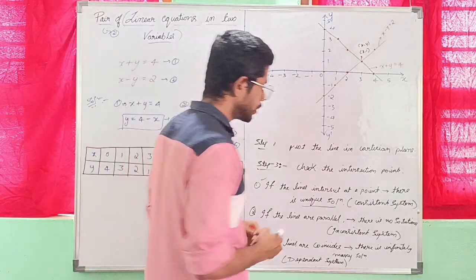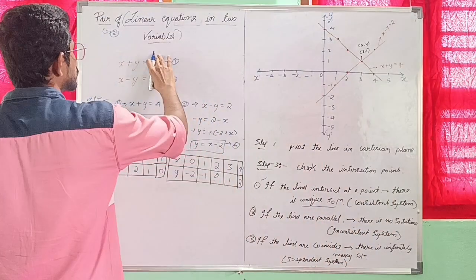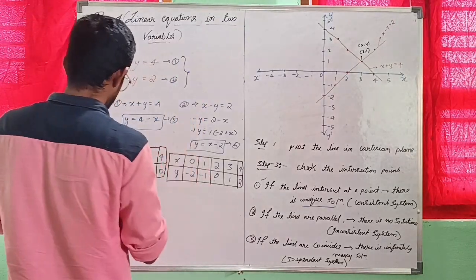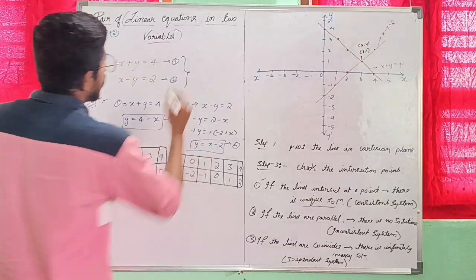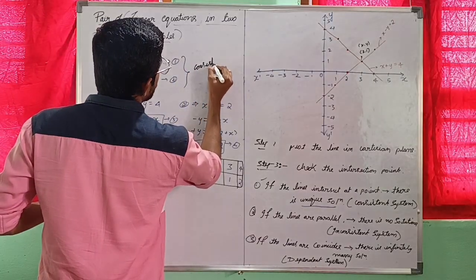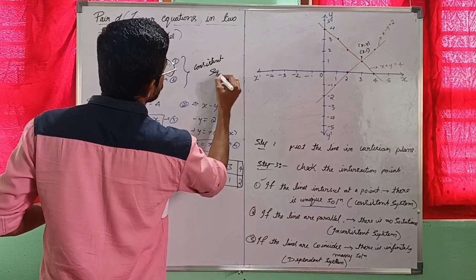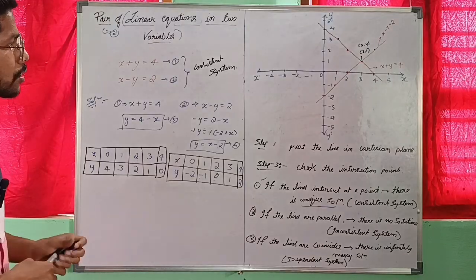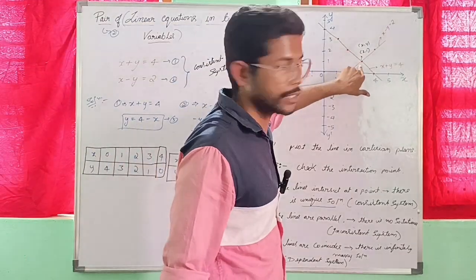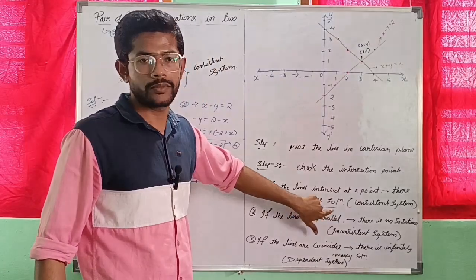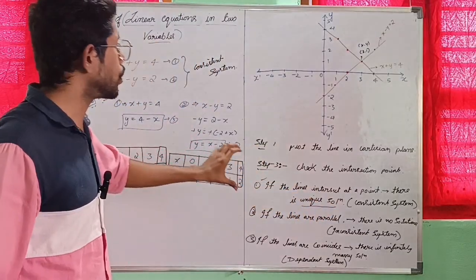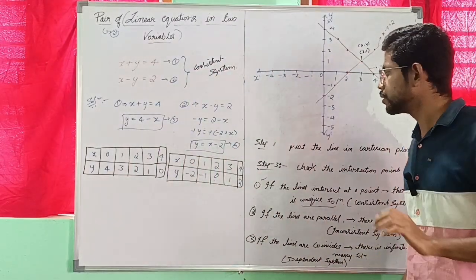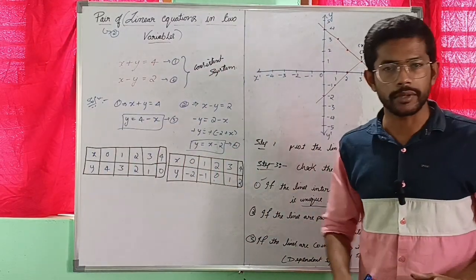So this system of linear equations in two variables is a consistent system, because we get only a unique solution here. So this is what the pair of linear equations in two variables gives.